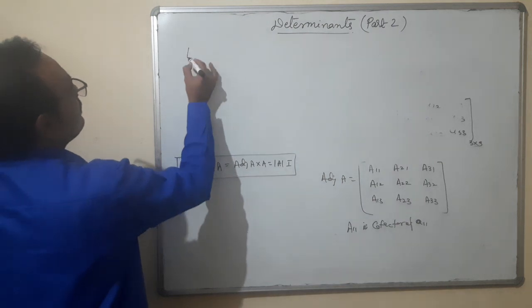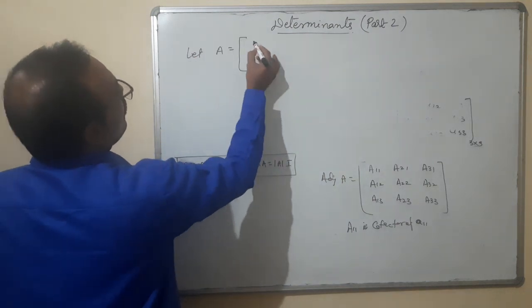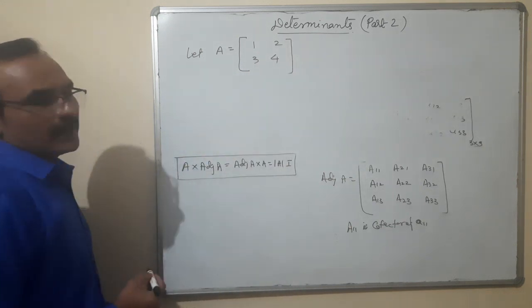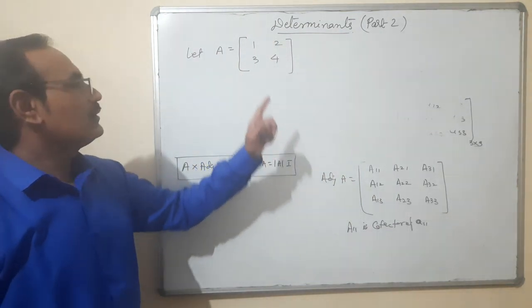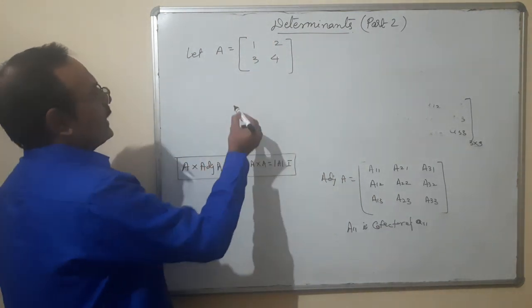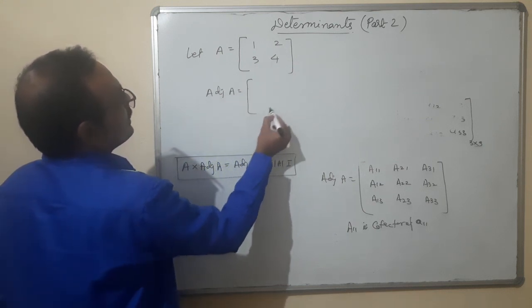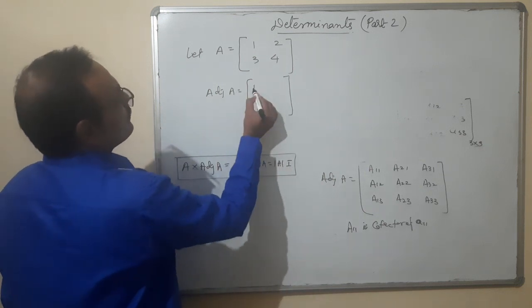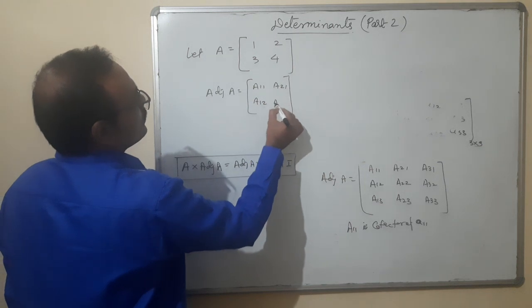Let A be the matrix 1, 2, 3, 4. Okay, this is a matrix, 2 cross 2. We are going to find the adjoint of A. What is the adjoint of A? That is the matrix of cofactors A11, A12, A21, A22, transposed.